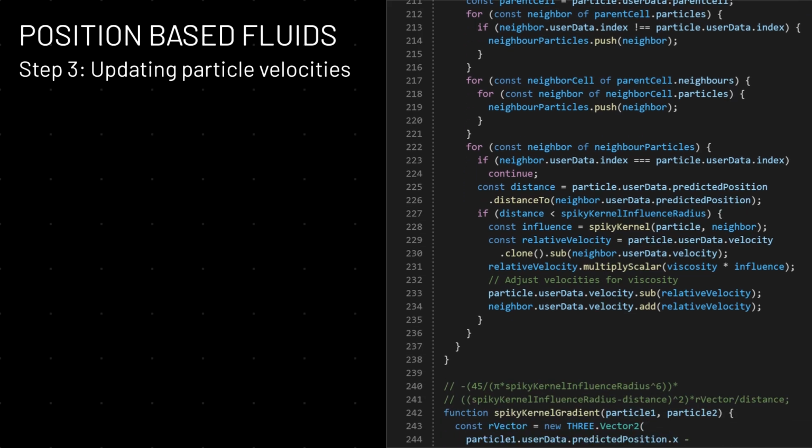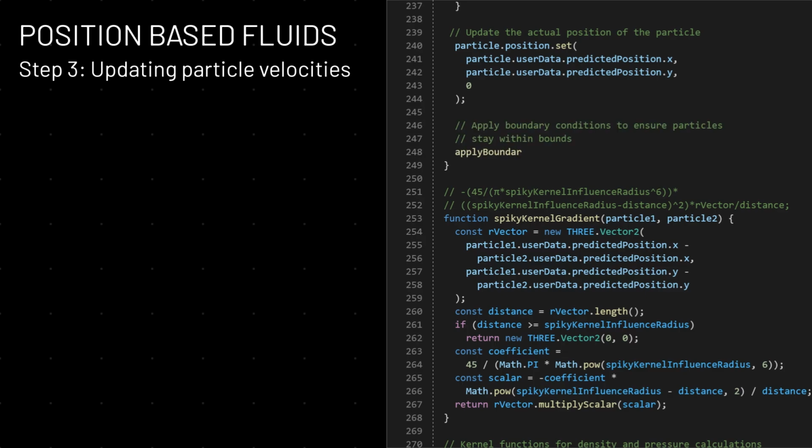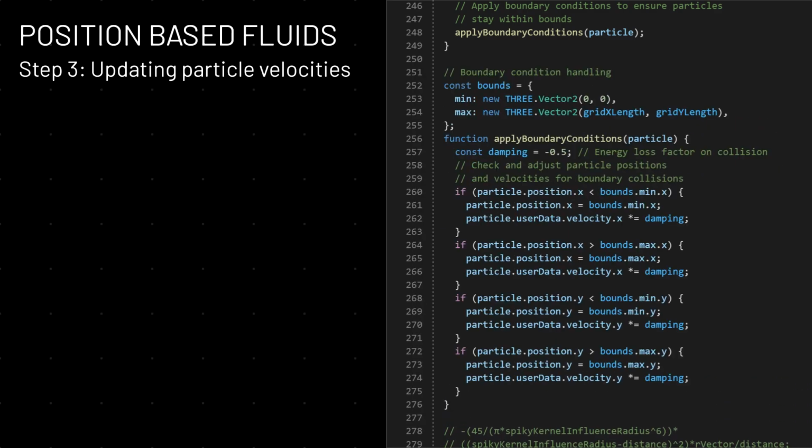Let's go ahead now and set particle positions using the predicted positions and apply boundary conditions to ensure particles do not go outside the fluid domain. The final thing I did was to set particle colors based on the magnitude of their velocities, like so.